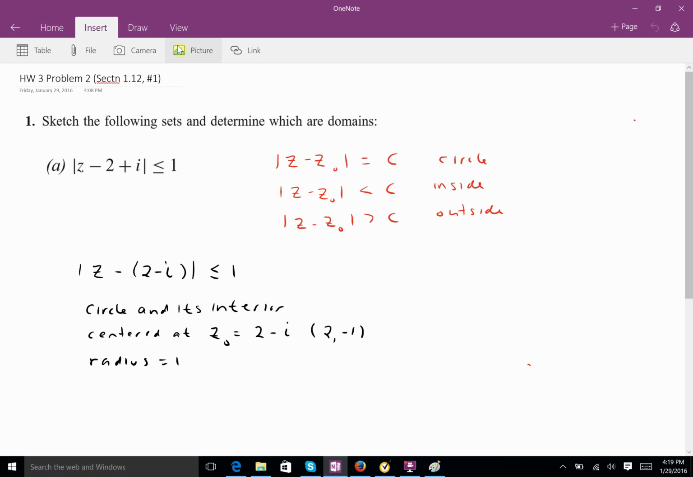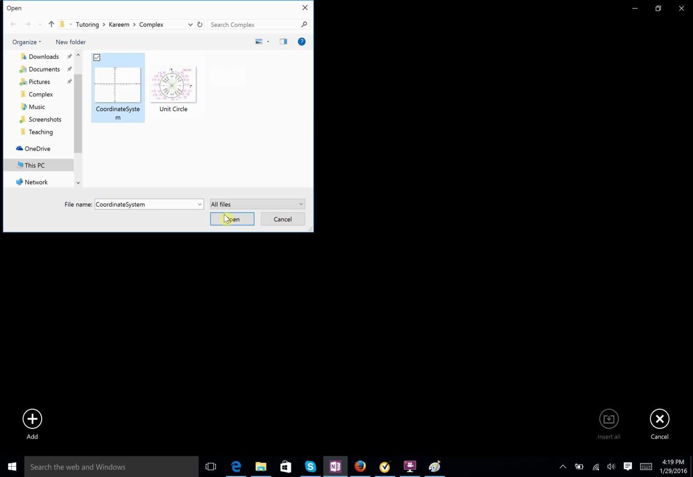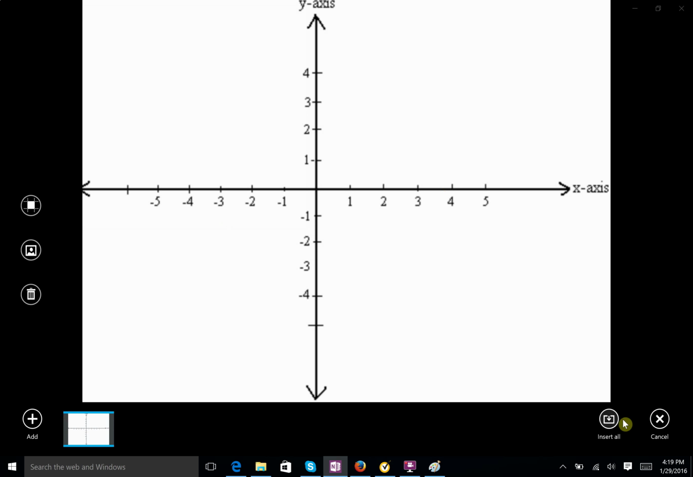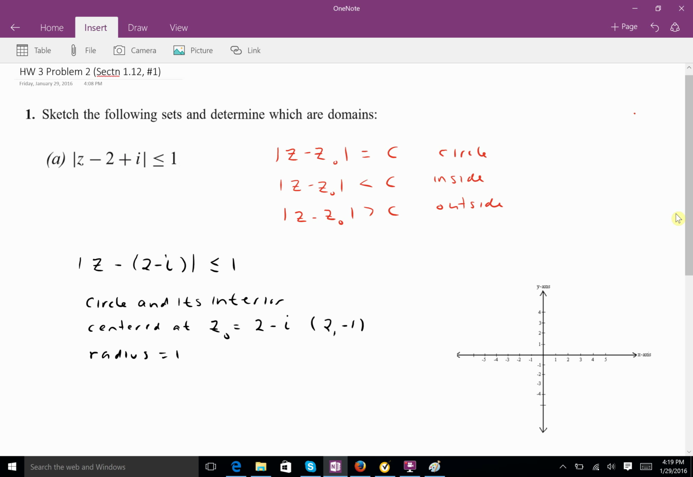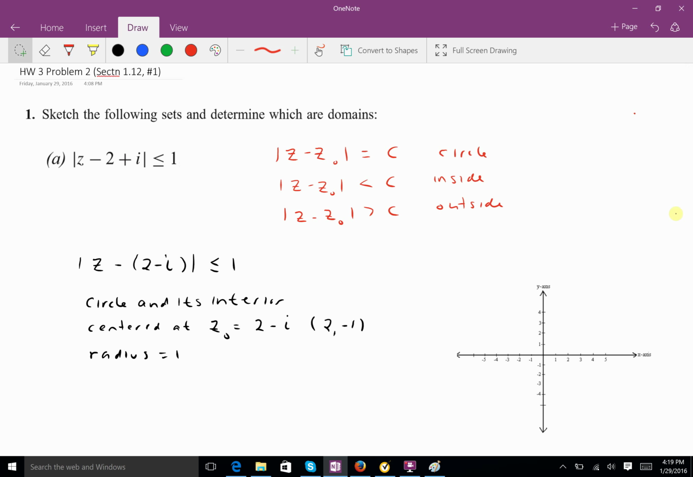I'm going to go ahead and insert a coordinate system here real quick. And bring this down just a tad. And let's see, there we go. That looks good. Okay, so here I am. My center is at (2, -1). Okay, it's down there. Let me see if it'll let me write on this. Yeah, it will. Okay, and then the radius is 1. So I'm going to go out 1 in each direction. And this is my circle right here.